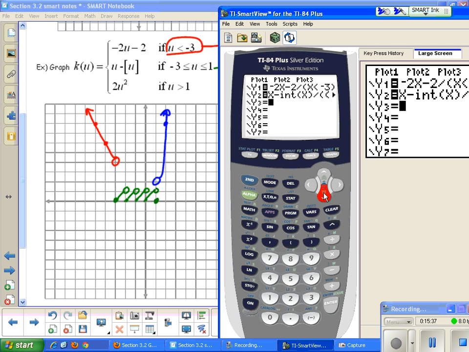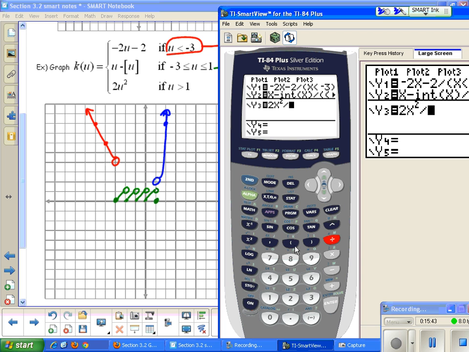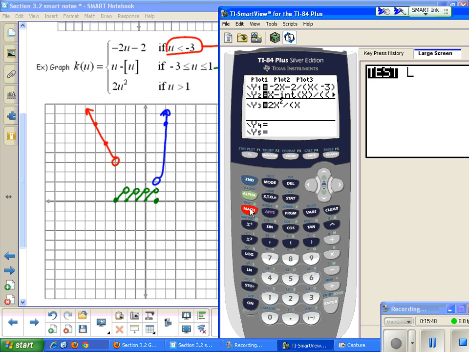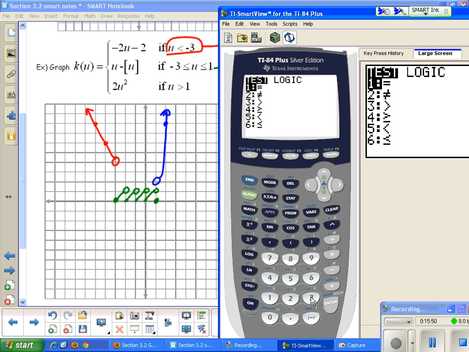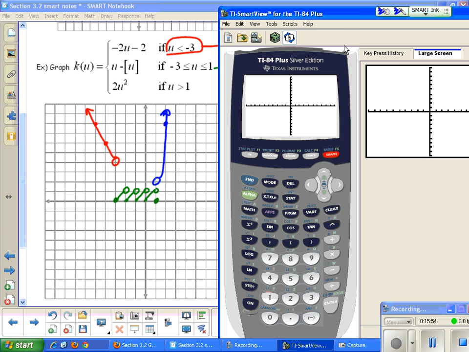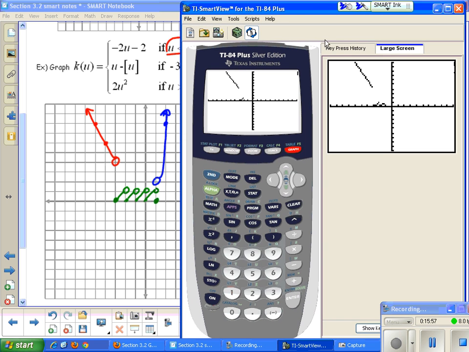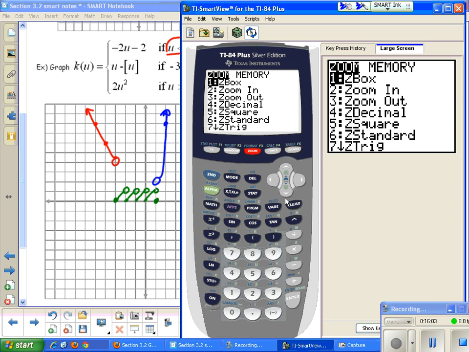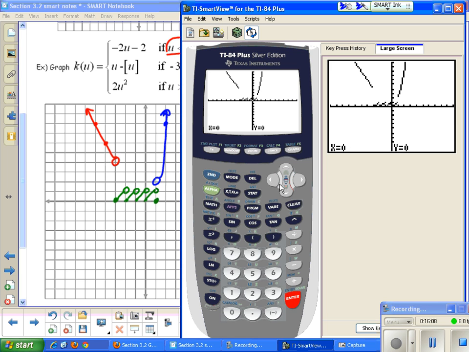and then for y3, I'm putting 2x squared, divided by parentheses, for x values that are second math, greater than, so number 3, 1. And if I hit graph, notice this is what my graph looks like. So my graph looks the same, and I'm going to zoom in on the greatest integer part, just so you guys can see.